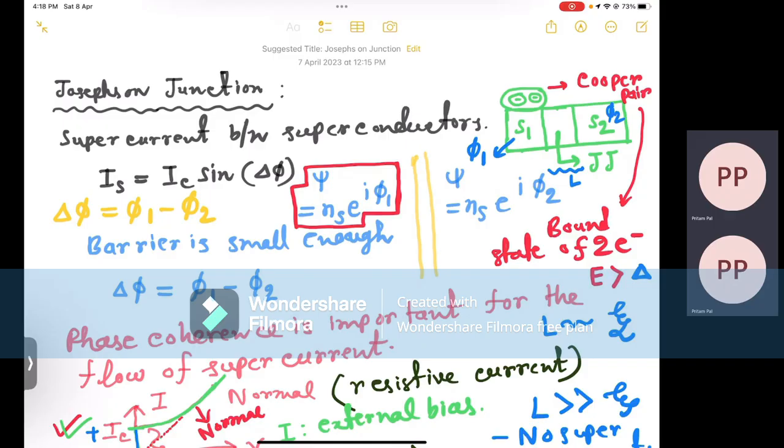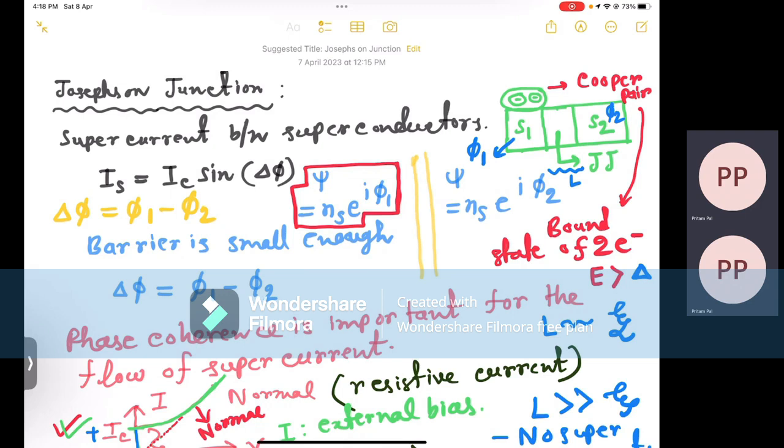When we bring them very close together, in very close proximity, because of the wave function overlap, a supercurrent will flow from one superconductor to another through a weak link. This current is completely dissipationless. Because of the flow of this current, we do not get any voltage developed in the circuit, so V is zero. That means its resistance is zero for this current. That is why it's completely dissipationless, and it is called a supercurrent.